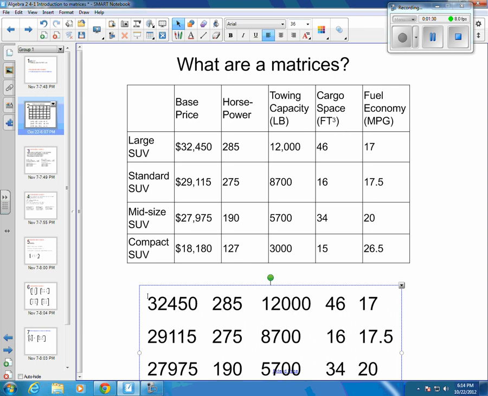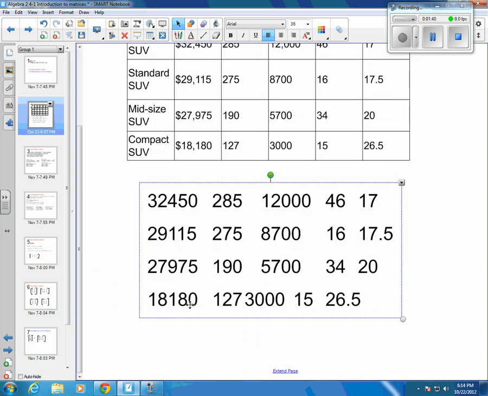I know this is off the bottom of your screen. I'll move this up in just a second. 15 and 26.5. I can't see it either. Let me just click on the extend page. Need to move that over, and oops, have that. There we go.